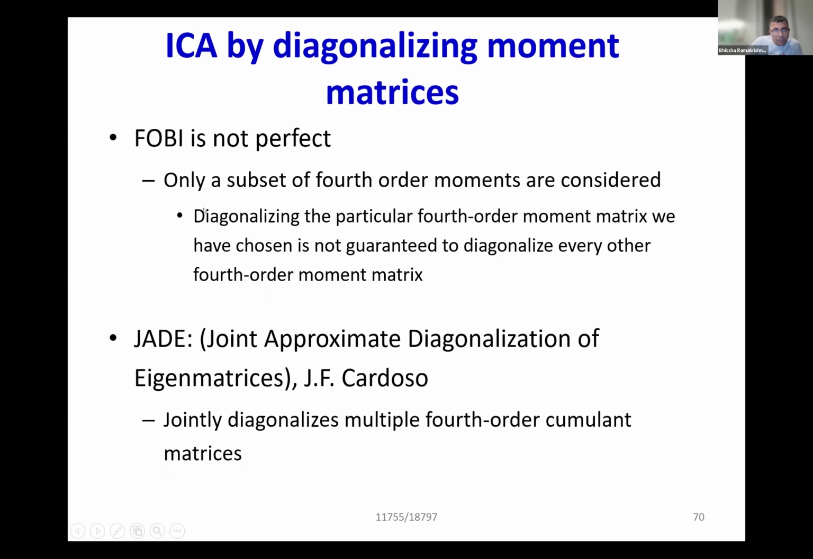Now, the Phobie algorithm only considers a subset of the fourth order moments. So there's a better version of this called JADE by J.F. Cardoso, which is joint approximate diagonalization of eigenmatrices, which frees up more of the fourth order cumulant matrices. But both of these are kind of approximating statistical independence. Now, why am I calling it approximating statistical independence? Can anybody tell me?